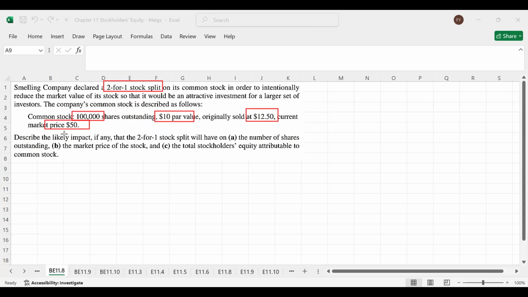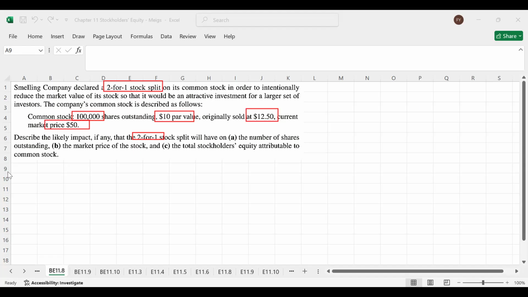Describe the likely impact, if any, that the 2 for 1 stock split will have on the number of shares, the market price of the shares, and total stockholder equity. So we are going to calculate its impact on these things. Its impact on total stockholder equity will also be discussed in this exercise.